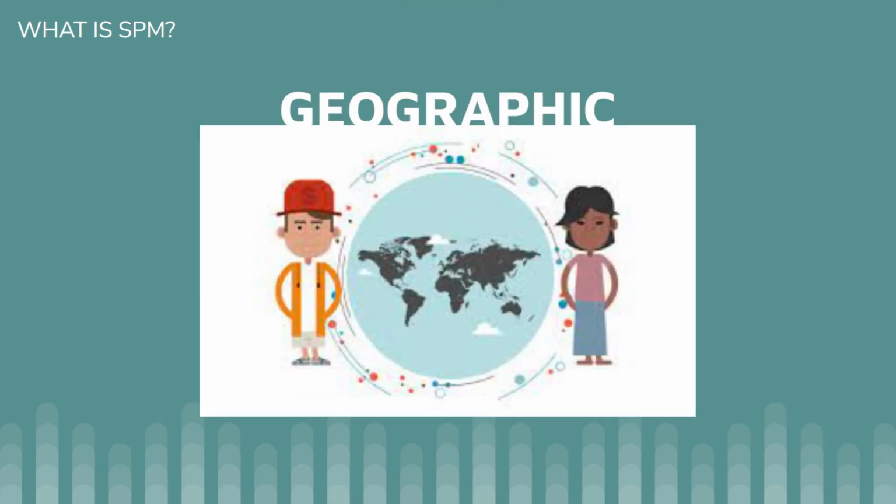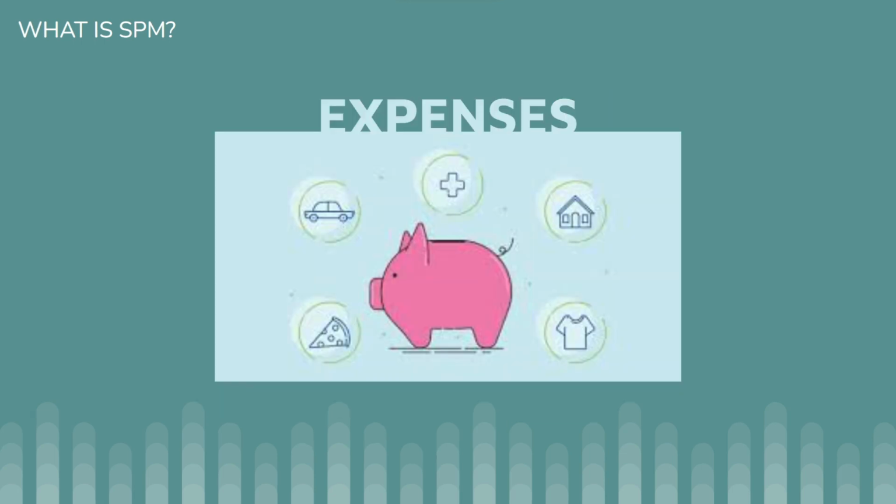The SPM adjusts poverty thresholds based on geographical location as well. It recognizes that the cost of living varies across different regions. The SPM subtracts necessary expenses such as taxes, work-related expenses, and out-of-pocket medical costs. Subtracting these necessary expenses gives us a better view if the household is truly in poverty.